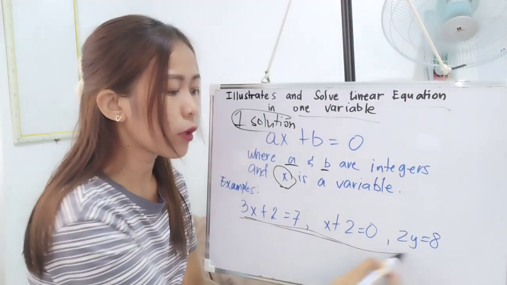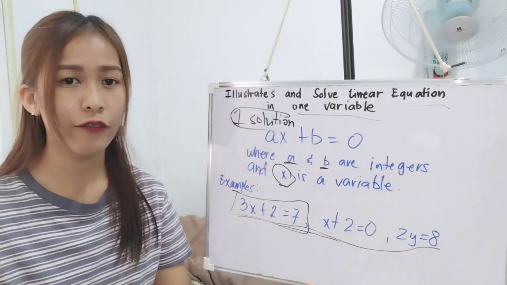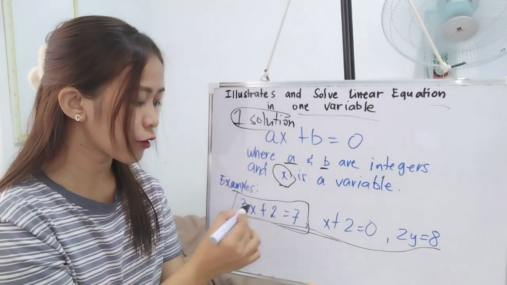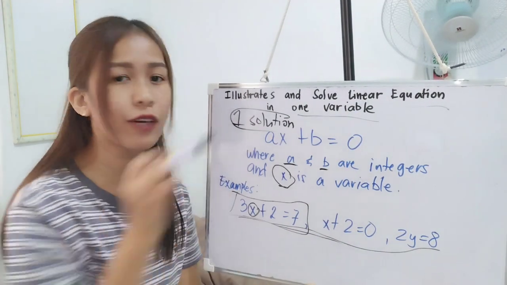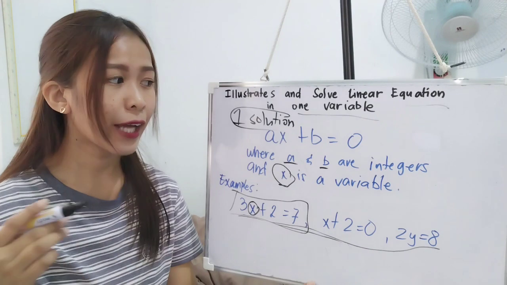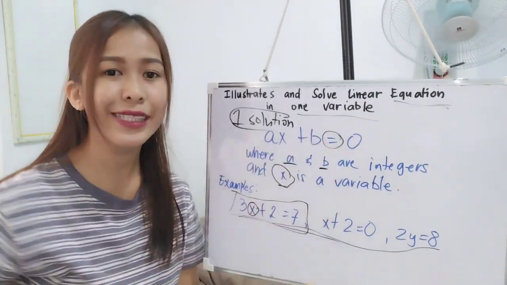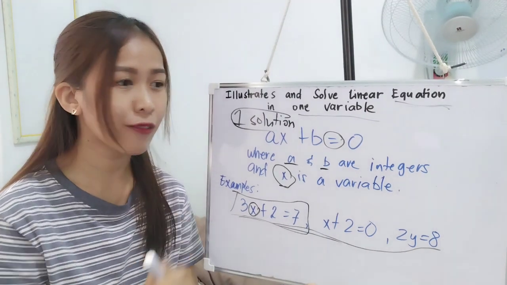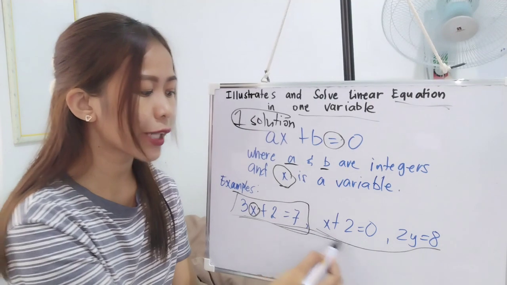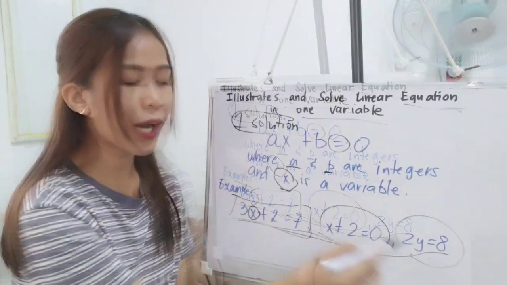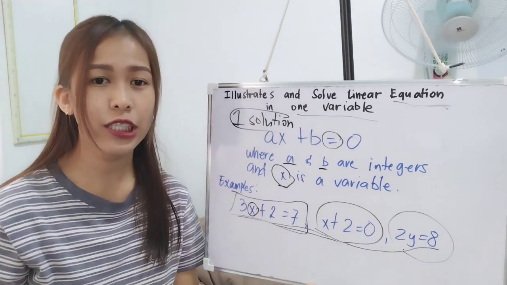Okay, so we have here our examples. These are examples of a linear equation. We have 3x plus 2 is equal to 7. Pansinin nyo, isa lang talaga yung variable, kaya nga meron tayong linear equation in one variable. And when we say equation, we are talking about an equal sign. Kapag hindi yan equal sign, hindi yon equation. We have also x plus 2 is equal to 0, and y is equal to 8. So, those are the examples of a linear equation.